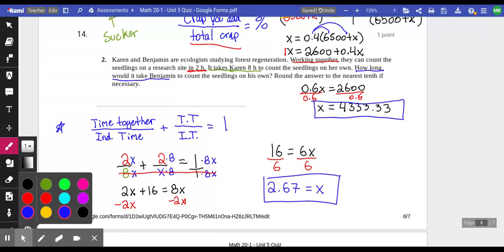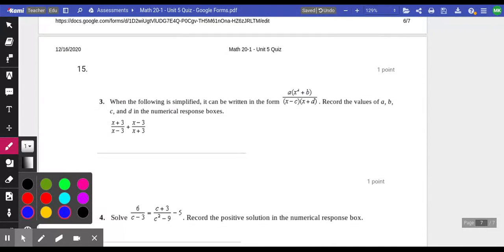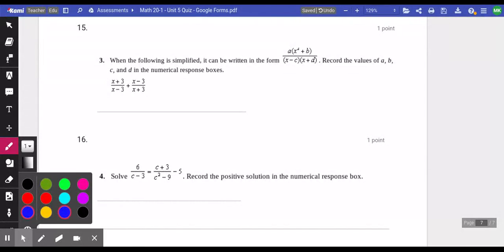All right. Number 3, because I can speak French. How about that for bilingualism?